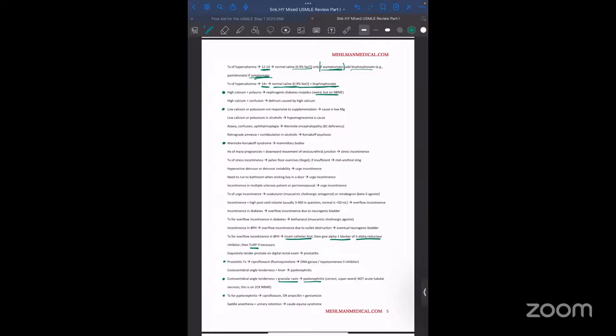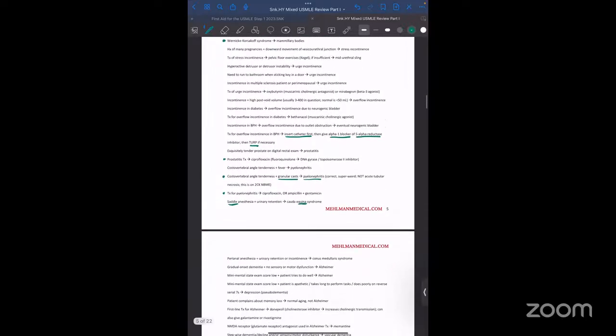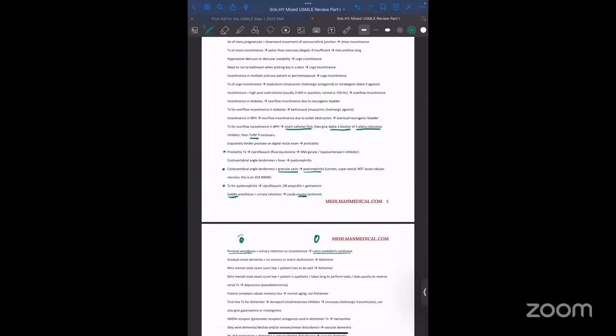Saddle anesthesia plus urinary retention is cauda equina syndrome. So think equina is horse, horse is saddle, right? So they go together. Versus perianal anesthesia plus urinary retention or incontinence is conus medullaris syndrome. So conus has the O, so it's just around the O, which is the anus.